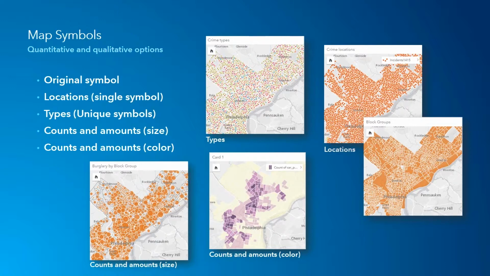So we can just apply a single symbol to represent the location. If it's qualitative data or categorical data, we use the types, the unique symbol option. And then for numeric data, obviously we have counts and amounts showing size or counts and amounts showing color. And with those, you have your standard classification options like natural breaks, quantile, equal interval, etc. So it should be very familiar to people that have worked within the Esri platform before.